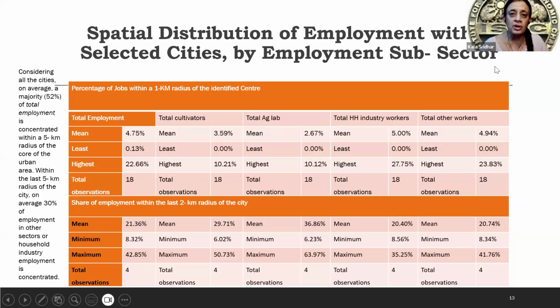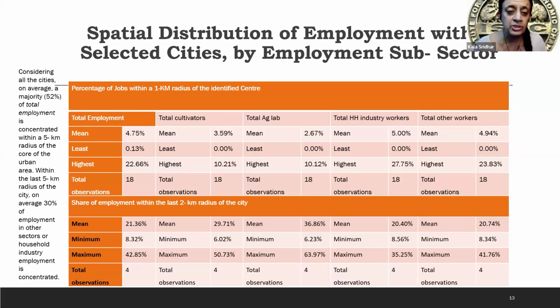So this slide basically shows the spatial distribution of employment within selected cities by employment subsector, right? Now, what I find is that considering all the cities, on average, more than half of the total employment is concentrated within a 5 kilometer radius of the city center. However, within the last 5 kilometers radius of the city, on average, 30% of employment is concentrated. 30% of employment in other sectors. Other sectors are all the urban services like trade, commerce, retail, wholesale, services, and so forth, right? So those are all included in others, right?